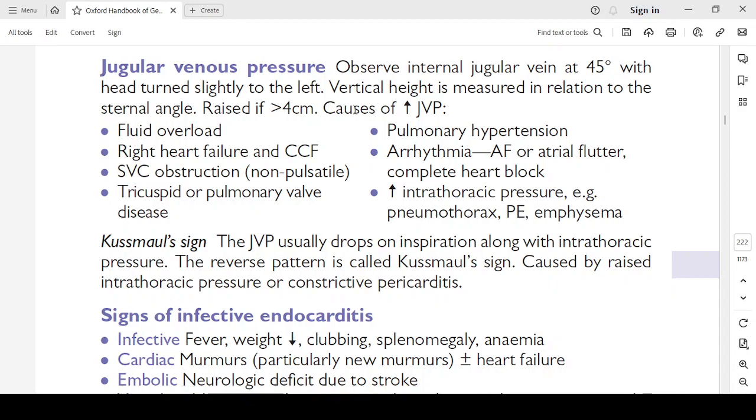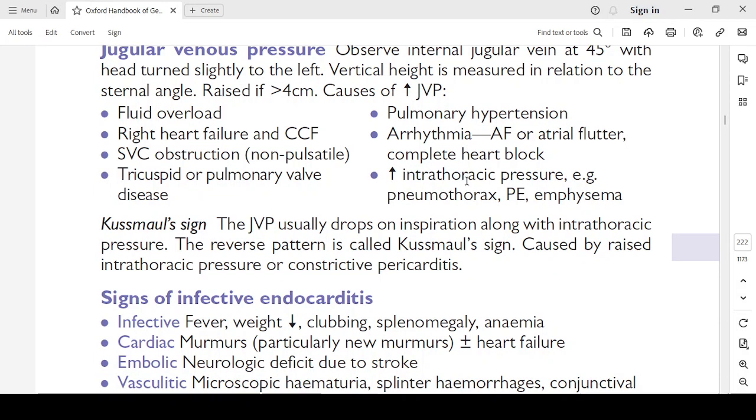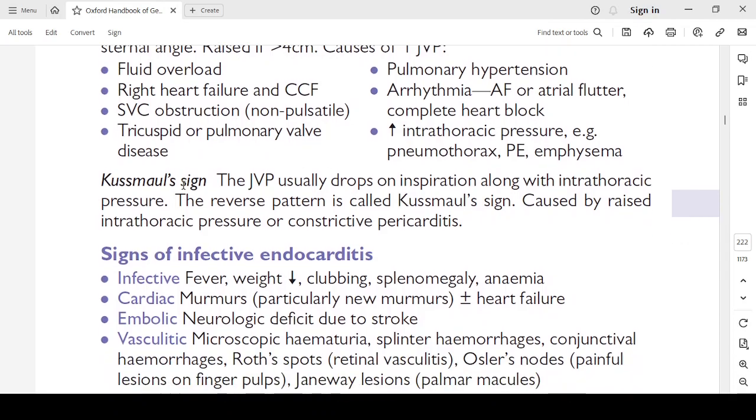Causes of increased JVP: fluid overload, right heart failure and congestive cardiac failure, SVC obstruction (non-pulsatile raised JVP), tricuspid or pulmonary valve disease, pulmonary hypertension, arrhythmias, atrial fibrillation, atrial flutter, complete heart block, increased intrathoracic pressure, for example pneumothorax, pulmonary embolism or emphysema. So most of the raised JVP causes are related to the right heart side functions and the pulmonary functions.